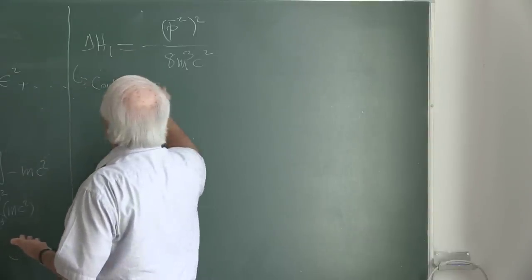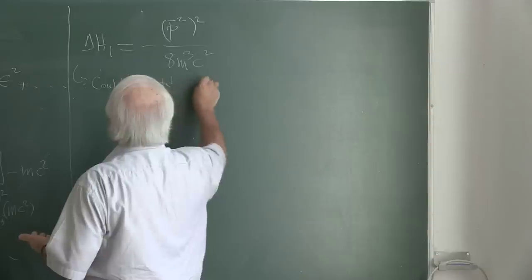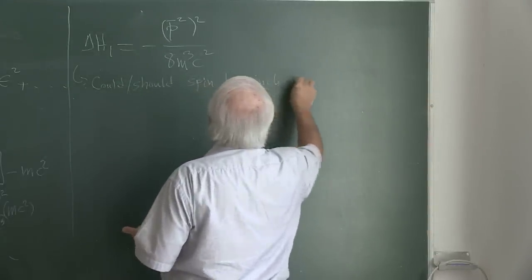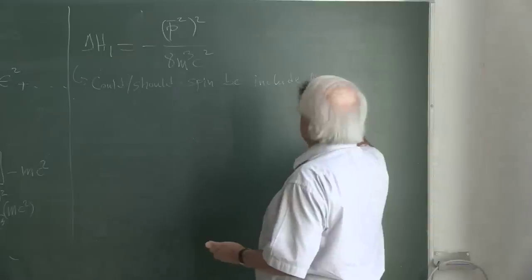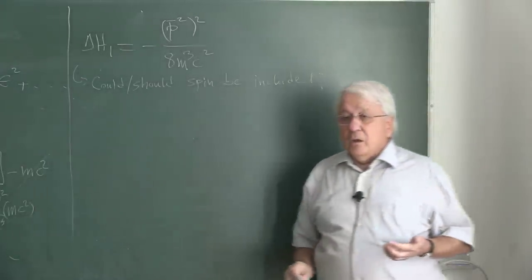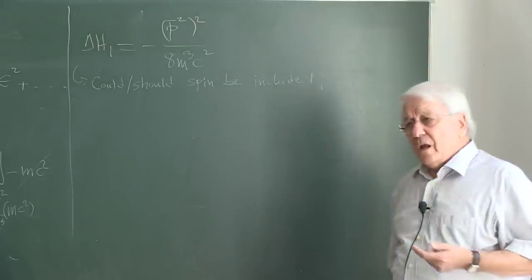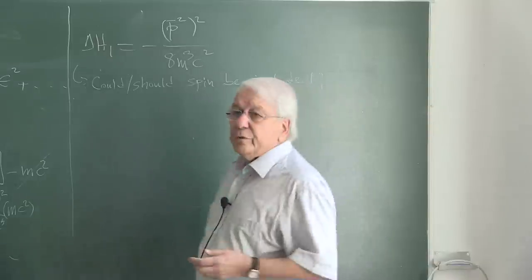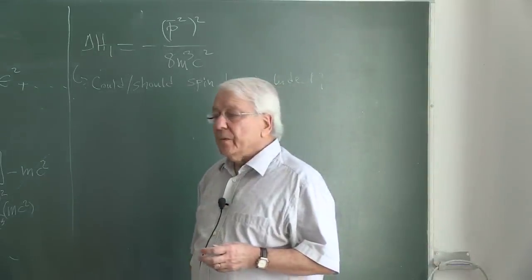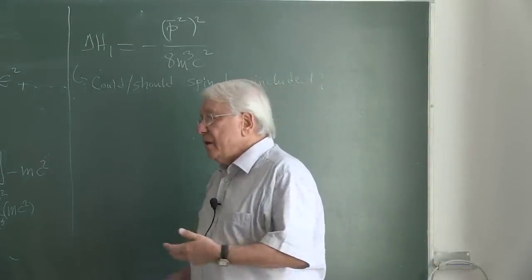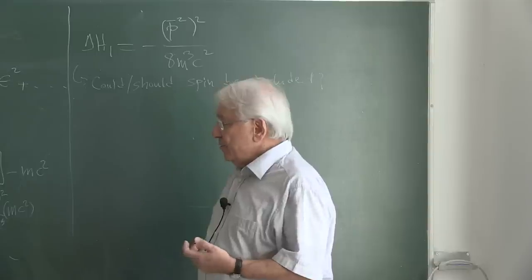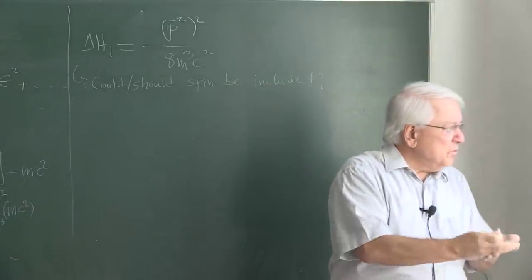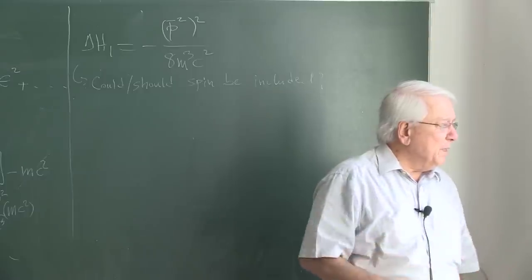Could or should spin be included because of the relativity only? It's an important question. Well, perhaps, yes. And now, as we will illustrate, that's going to lead to the spin orbit problem. Let's try to motivate ourselves. As we are in relativity, of course, there are new avenues opening in front of us.